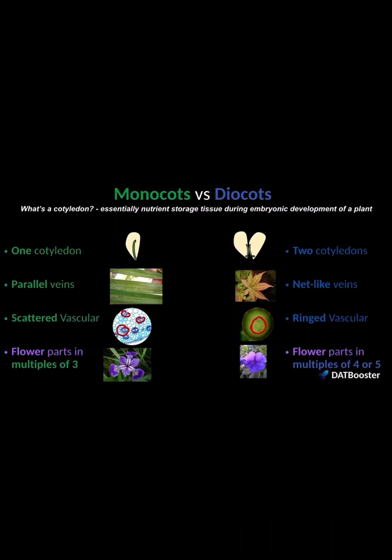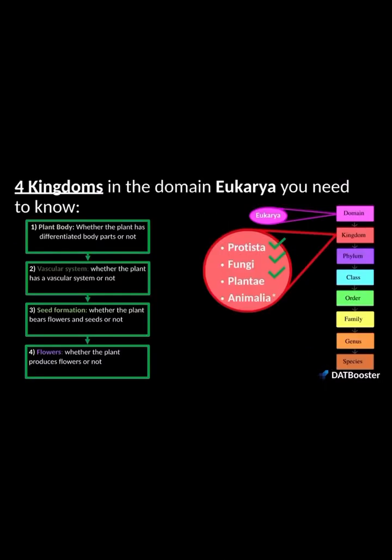Then lastly, dealing with flowers, because these are both angiosperms, monocots have flowers in multiples of 3, so 3, 6, 9. Whenever you see a plant that has a flower with a multiple of 3 on it, it's a monocot. Dicots, on the other hand, have flowers in multiples of 4 or 5. And that is Kingdom Plantae summed up.